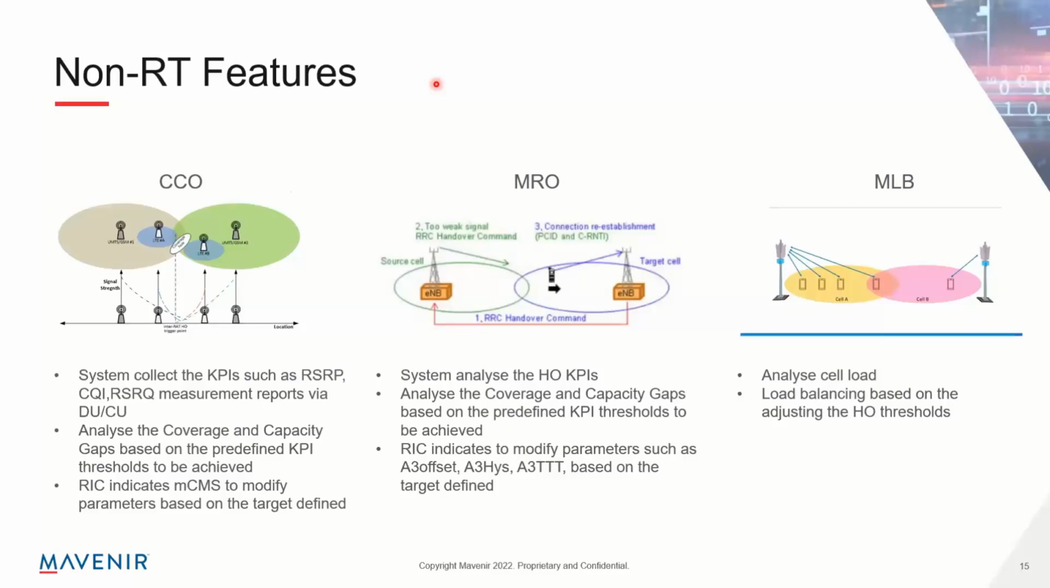Non-RT features. Here I'm trying to indicate the existing functionalities, or the more common functionalities we are seeing in the industry, that come as non-real-time features. Maybe the CCO, MRO, and MLB: the coverage and capacity optimization function, mobility robust optimization, and the mobility load balancing function. These three are very common and traditional self-organizing network functionalities.